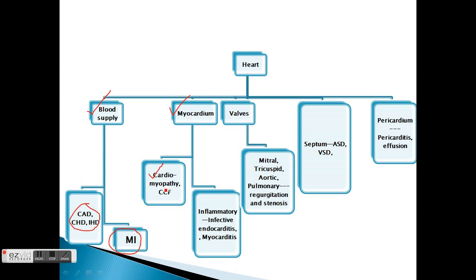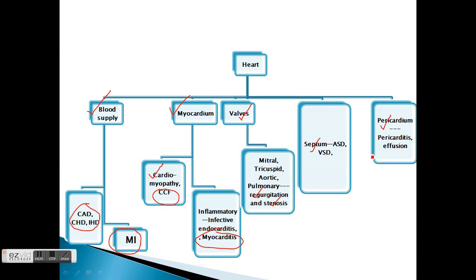Then the inflammatory conditions which affect the myocardium: myocarditis and infective endocarditis. Then the valves which get affected: mitral, tricuspid, aortic, and the pulmonary. It can lead to problems in the valves because of regurgitation and stenosis. Then there are septal defects, atrial septal defect and ventricular septal defect, and the pericardial diseases, namely pericarditis and effusion. So I've categorized all these conditions into the parts or structures of the heart which get affected. So it's very easy for you to remember this.